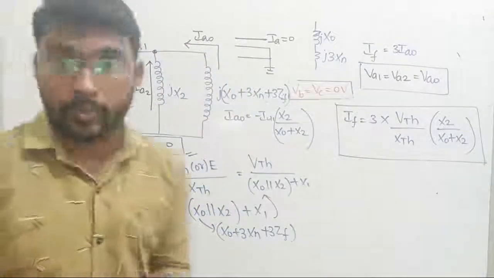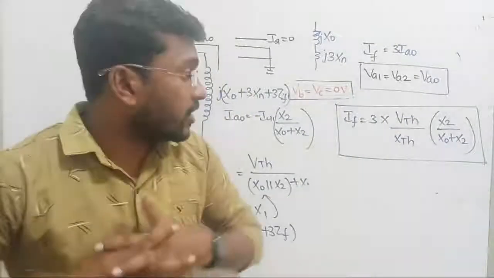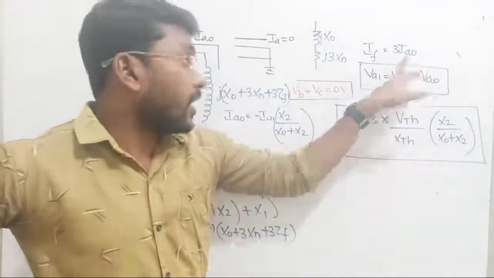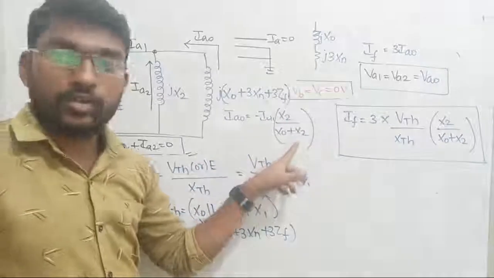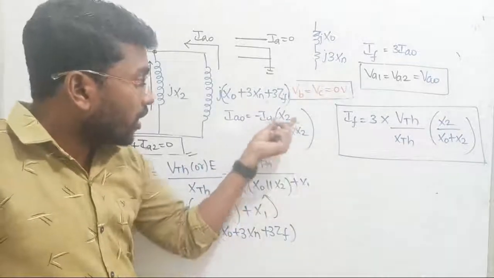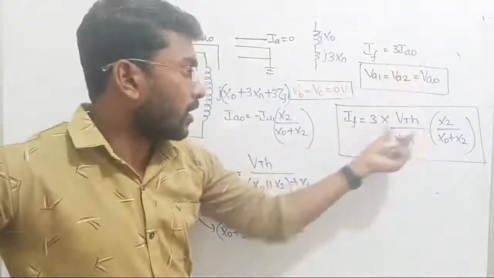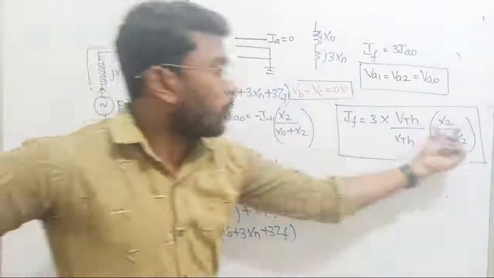Let me repeat once again. What have we done? We are trying to estimate the value of fault current. Fault current is 3 times IA0. What is IA0? IA1 into x2 by x0 plus x2. That is IA0. So in place of IA0, what can we substitute? IA1 into x2 by x0 plus x2.